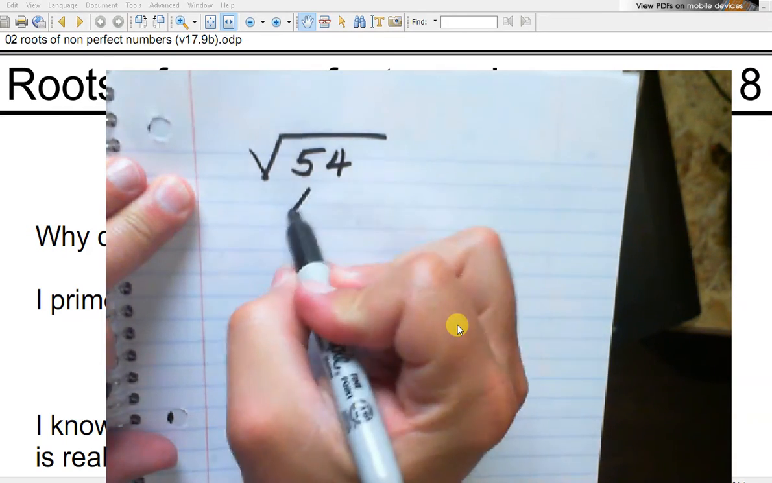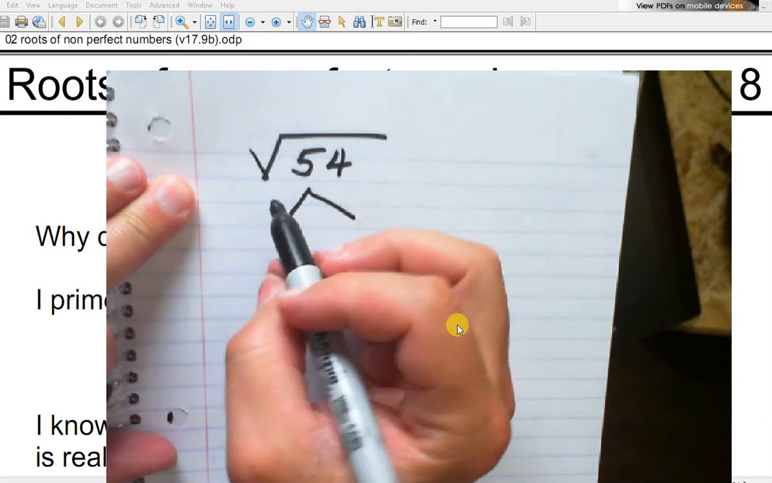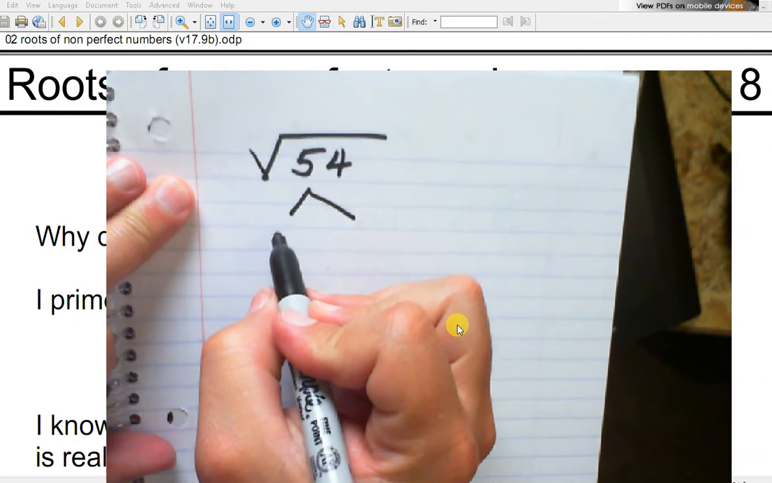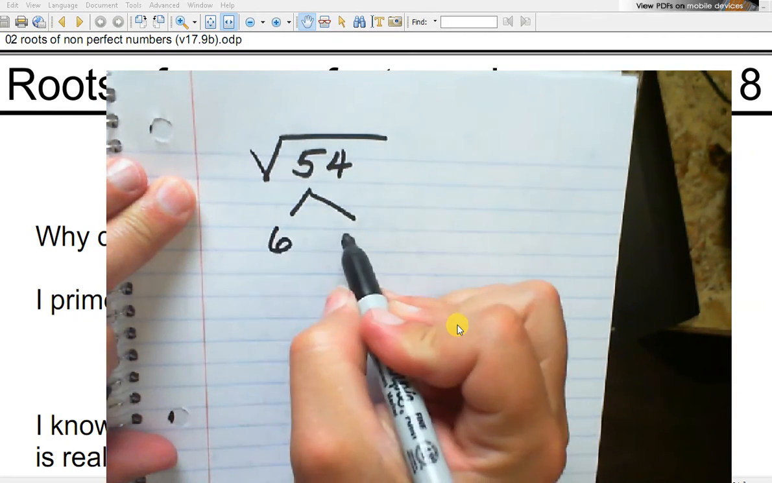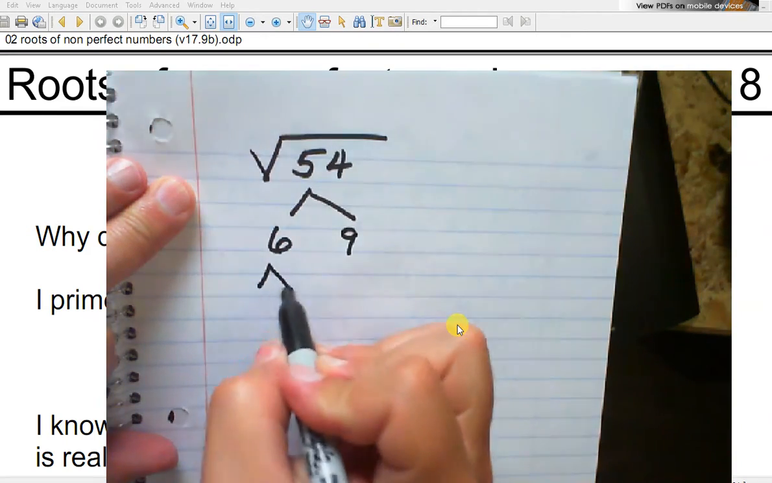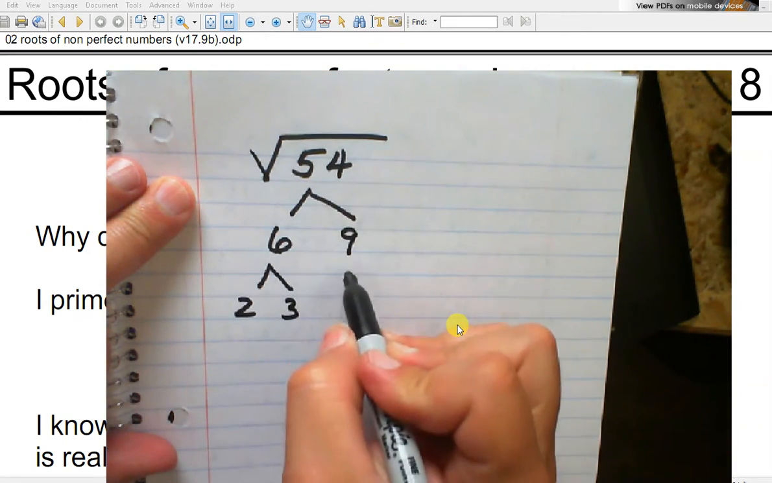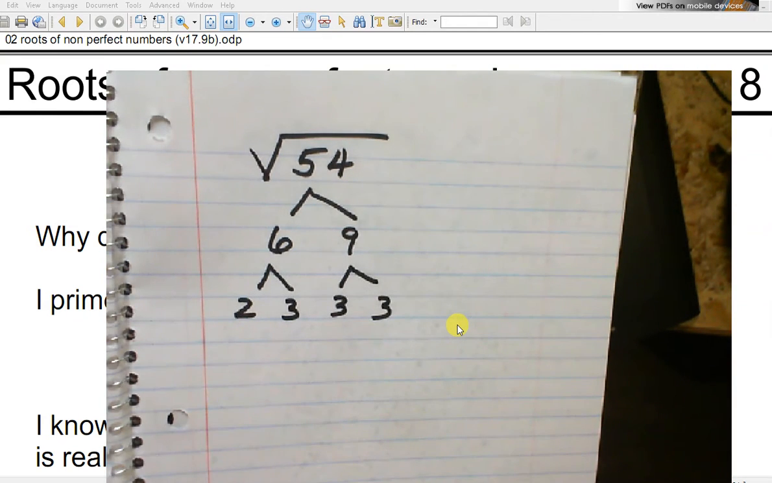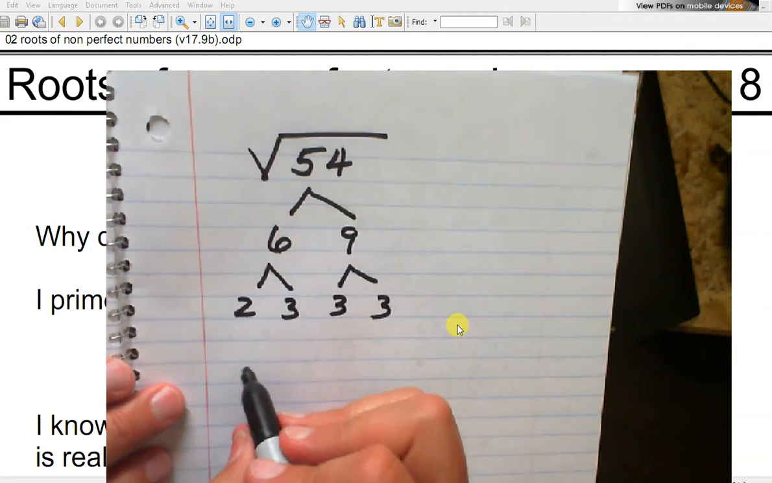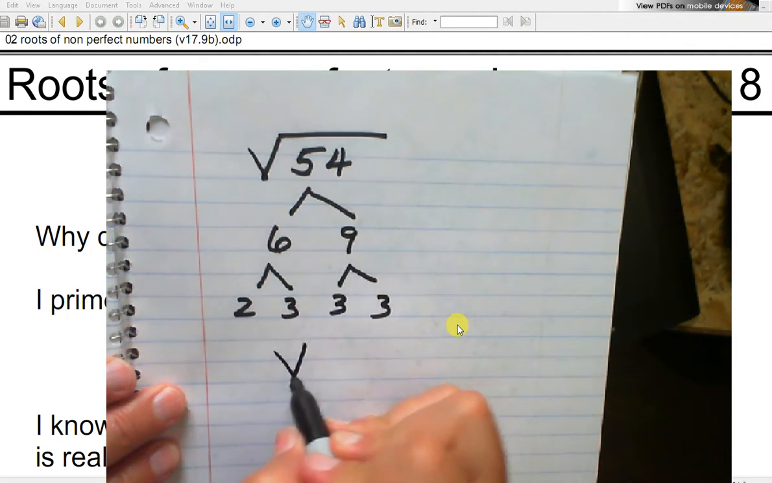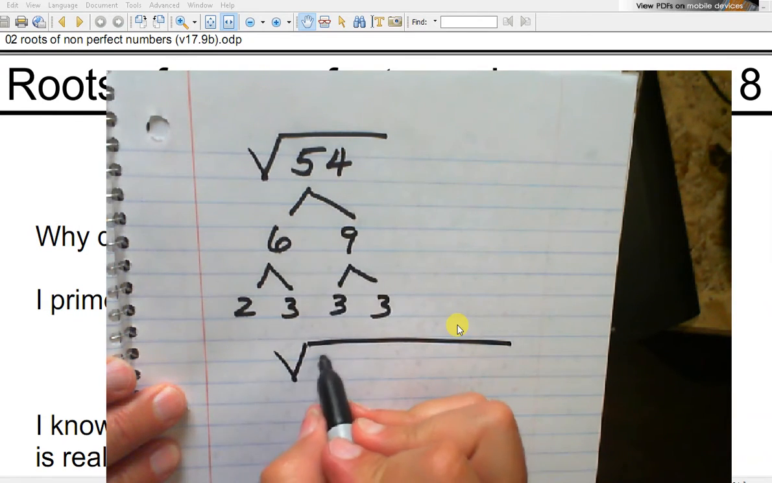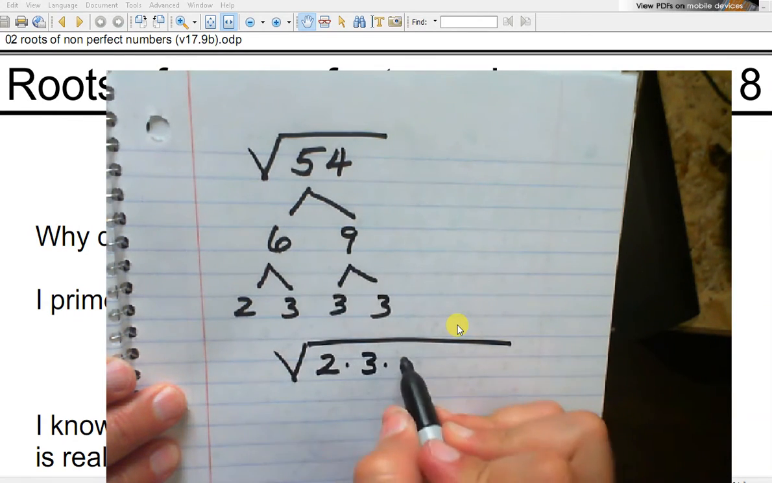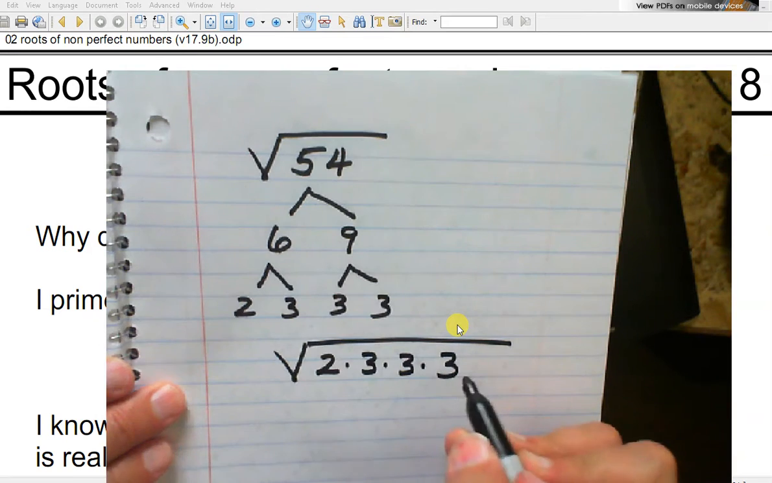I start by prime factoring it. Well, 54 is, what's that, 6 times 9? And 6 is 2 times 3, and 9 is 3 times 3. So I prime factor the number inside the radical. So what do I have? 2 times 3 times 3 times 3.